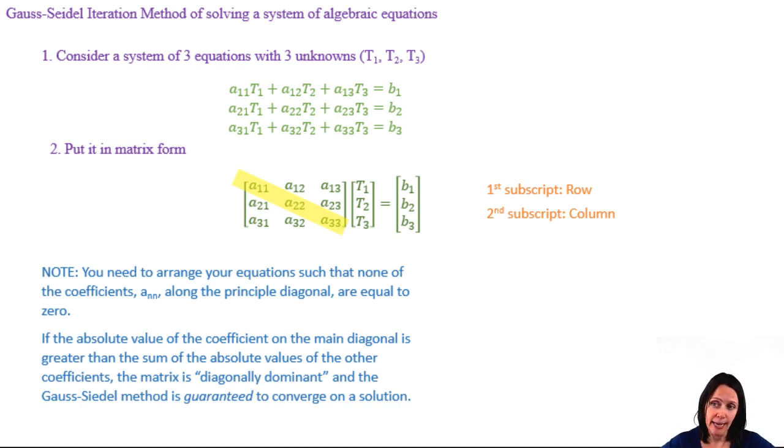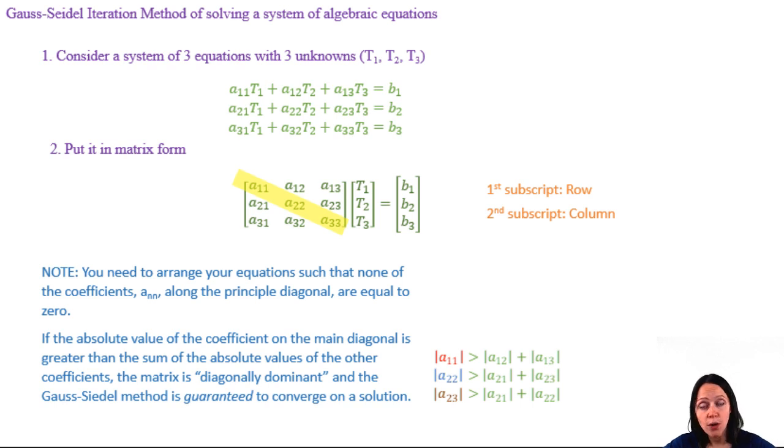So the highlighted diagonal is the principal diagonal. If you have a diagonally dominant matrix, the absolute value of a11 is greater than the sum of the absolute values of the other coefficients on that row. Same for the other rows. For most, if not all of the heat transfer problems that we'll work with, we'll be able to arrange our matrix such that it is diagonally dominant. And even if we can't, it doesn't mean that Gauss-Seidel won't work. It just means that we're not guaranteed to converge on a solution.